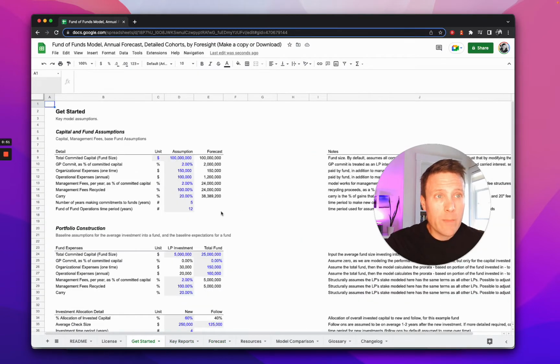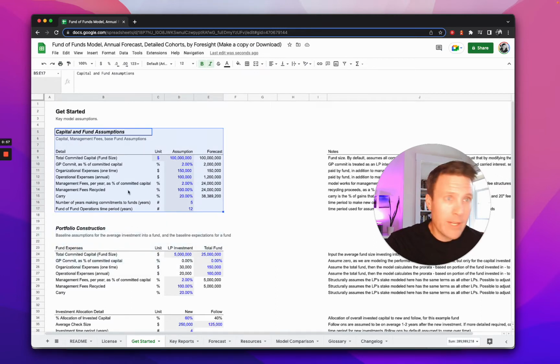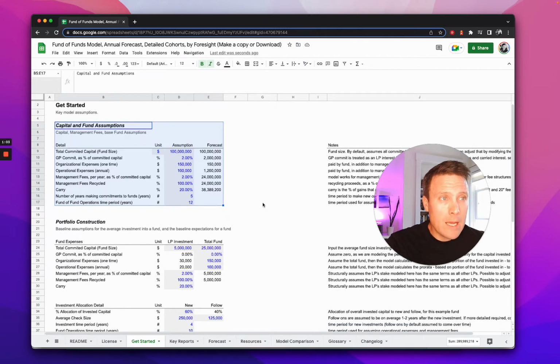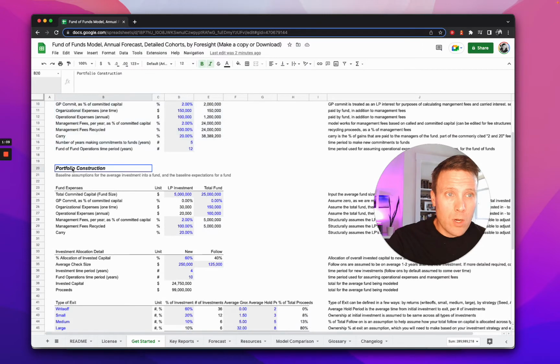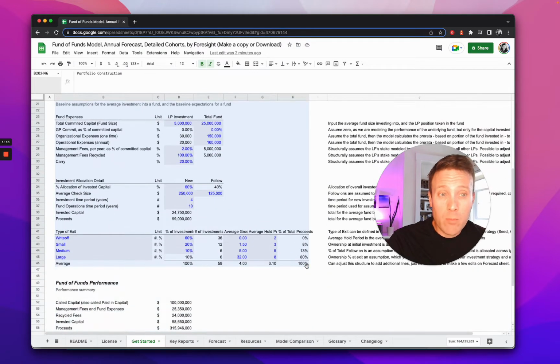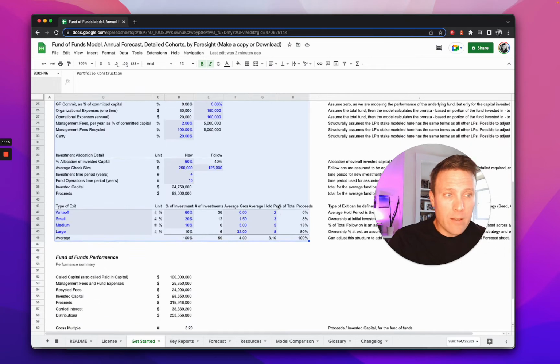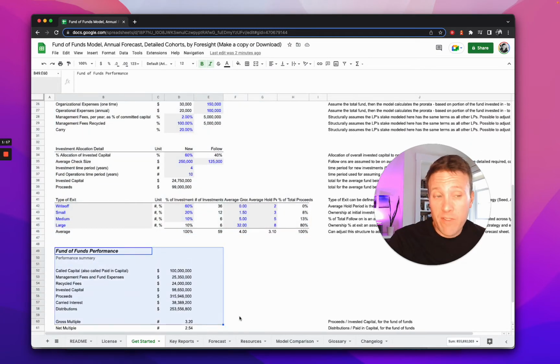So on Get Started, basically the way it's structured is there's a set of assumptions here, which is basically the overall fund: committed capital, expenses for the fund, management fees, number of years that the fund operates. And you basically set these for the fund investing in the funds. And then there's a section here for the structure we're assuming for the underlying funds we're investing into. And then the fund performance on here is for the fund of funds.